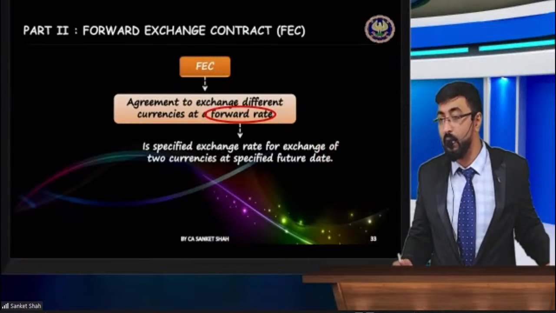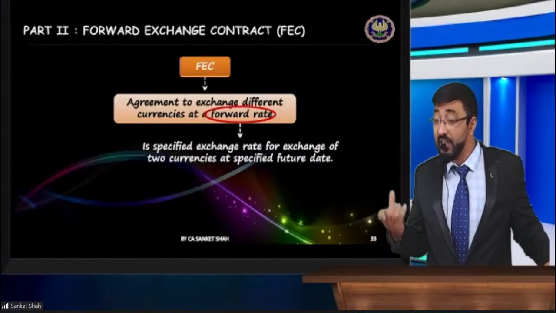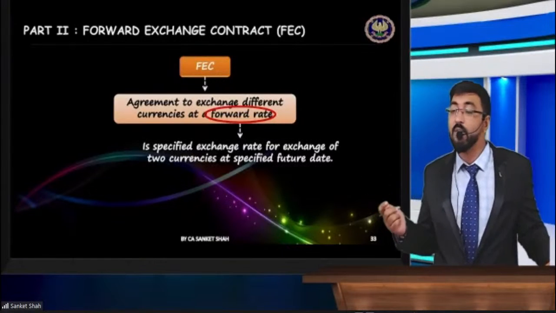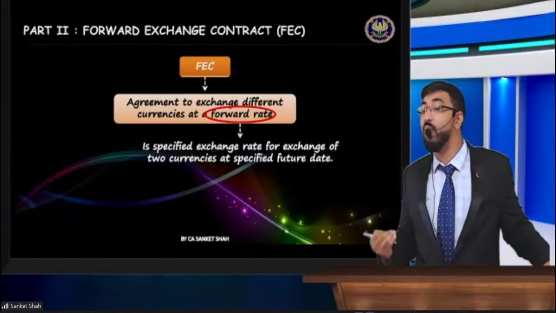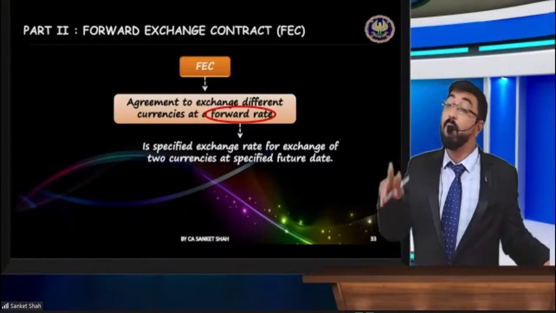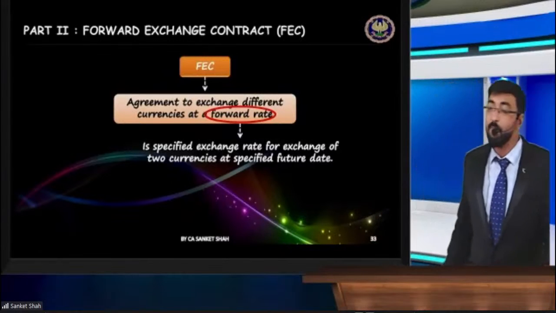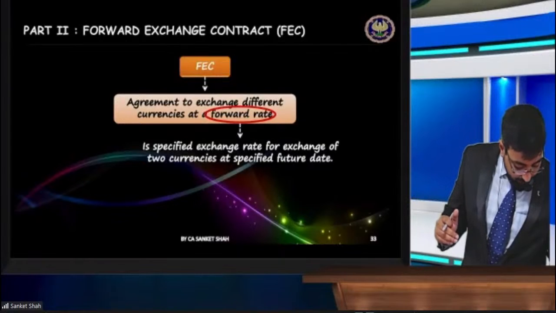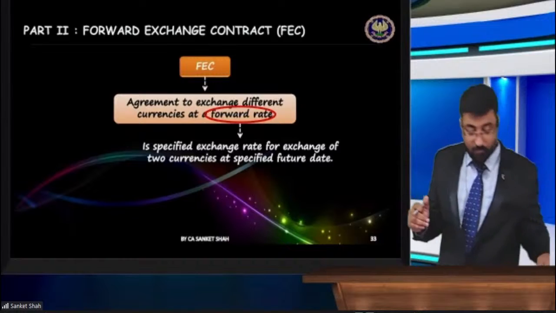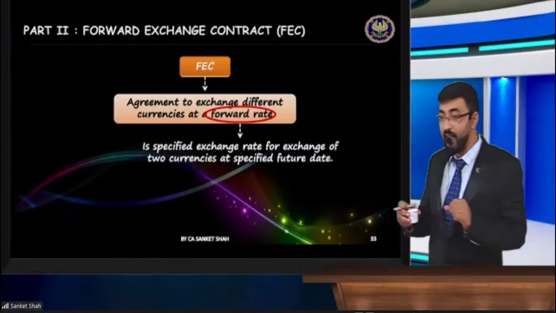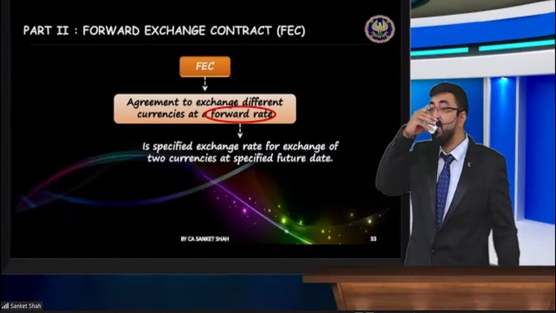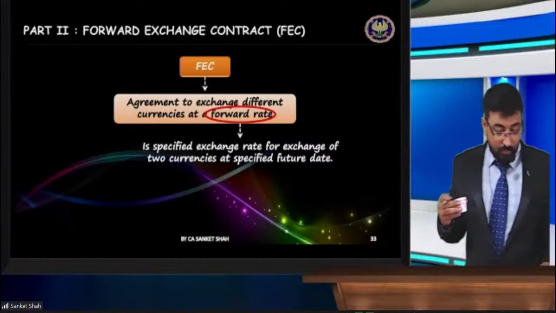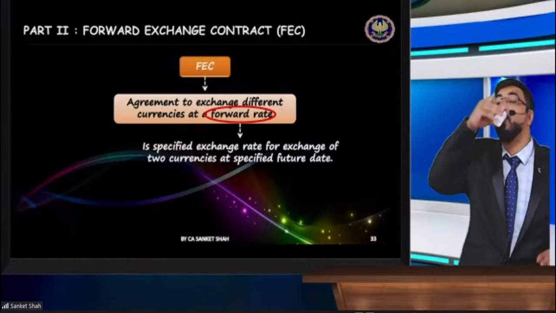This is only for the purpose of risk hedging, which is called hedging. There are three terms in FM: hedging, speculation, and arbitrage. Hedging means to minimize your risk. You are entering into a forward contract, or it may be for speculation. So write down: this is a future date rate which is decided today only. So I will give you an example so it will make it clear. It is very easy. Agreement to exchange different currencies at a forward rate.